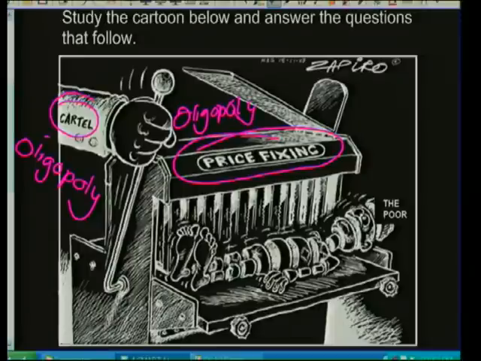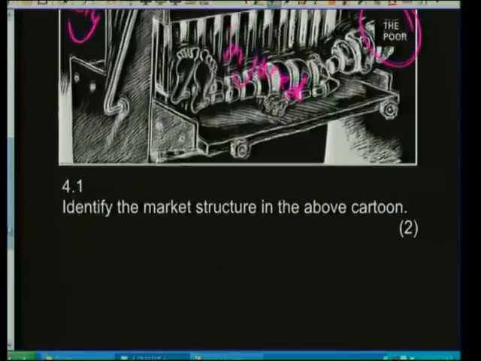Then the next thing that I see is a bread machine that is actually slicing up a person. So this person must get hurt or injured or something during this process. And then I also see that this person represents the poor. So how will price fixing by the oligopoly injure the poor? What effect will it have on the poor? That's when I look at this, what I think the question could look like.